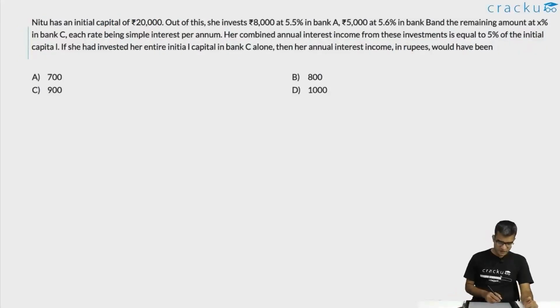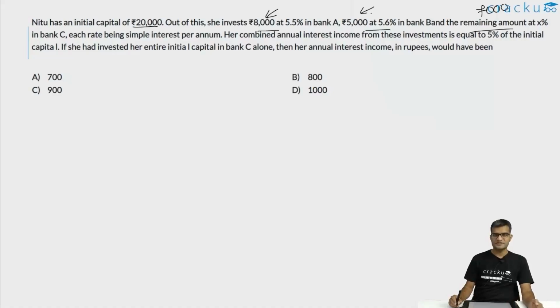In this question, we are told that Neetu has an initial capital of 20,000. Out of this, she invests 8,000 at 5.5% in bank A, 5,000 at 5.6% in bank B, and the remaining amount at X% in bank C. What is the remaining amount? Initially, she has 20,000. If you deduct 8,000 and 5,000, that is 13,000, you will be left with 7,000. So she invested 7,000 at X% in bank C.